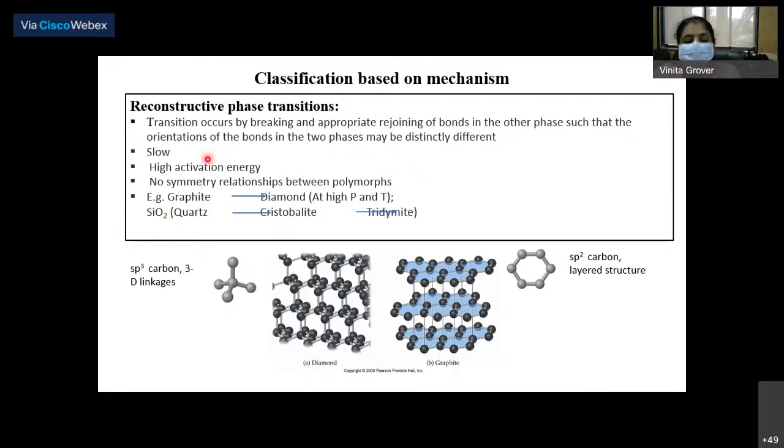Similarly, silica has 3 polymorphs: quartz, which converts to cristobalite, and that converts to tridymite. Now, silica, all of us know, the basic unit is SiO2 in whatever polymorph you see. It is SiO2 only, unlike the carbon polymorphs. But the way those SiO4 tetrahedra are linked together, whether they are linear chains or three-dimensional, that differentiates these polymorphs.